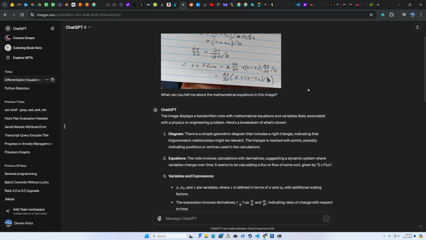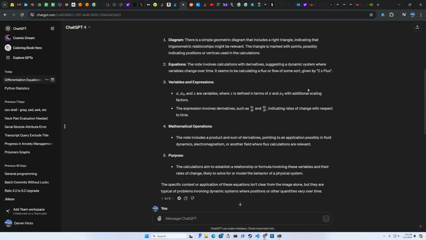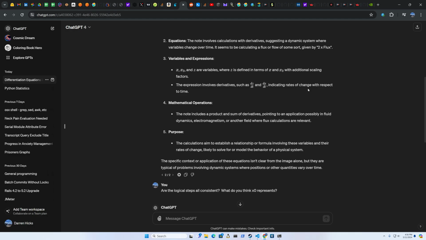3. Variables and expressions. x and z are variables, where z is defined in terms of x and x0 with additional scaling factors. The expression involves derivatives, such as d/dt and dx/dt, indicating rates of change with respect to time. 4. Mathematical operations.